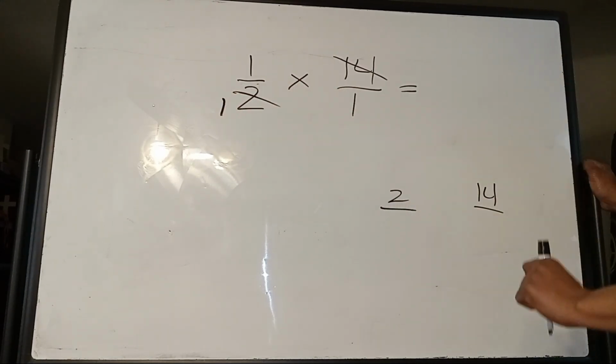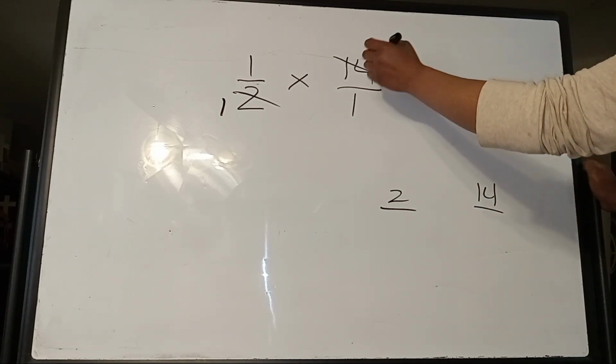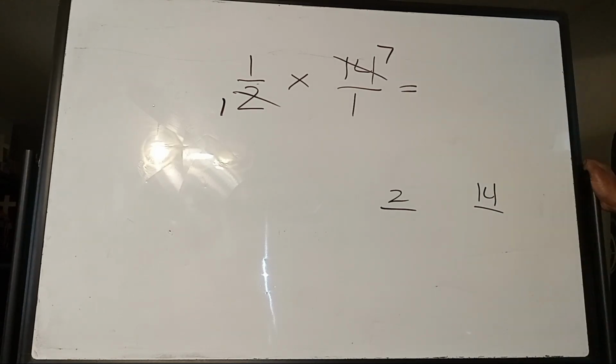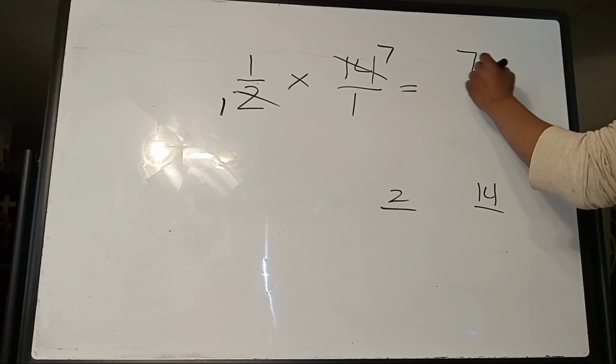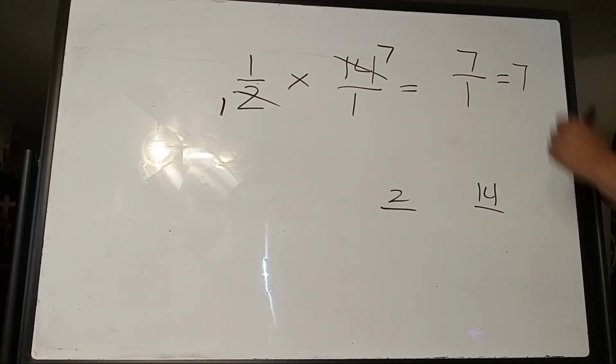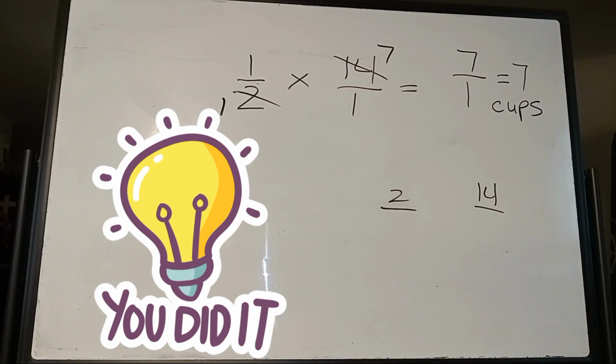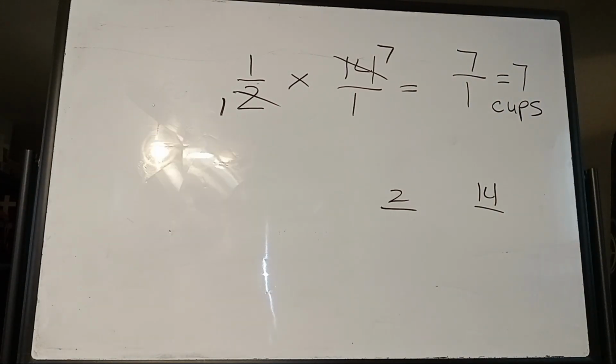That leaves one group here. We divide 14 by 2. That's going to leave us with 7. 1 times 7 equals 7. There we go. 7 cups is going to be the answer. Great job. You were on it. That's right. Study the multiplication facts and you'll be on it.